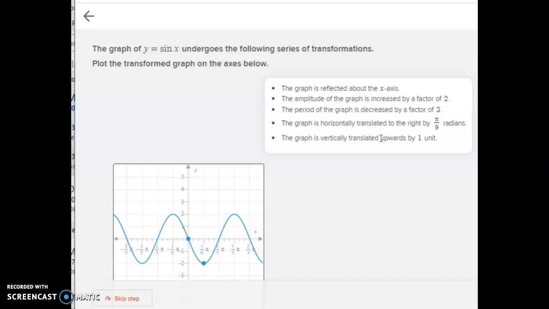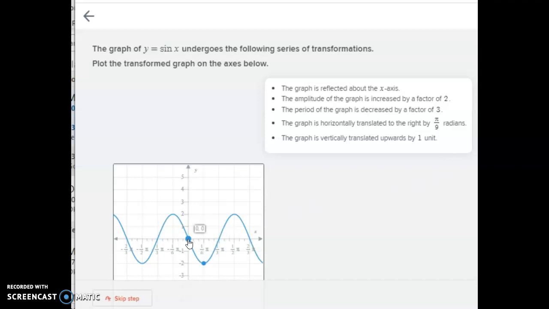All right, fourthly, it wants us to horizontally translate to the right by pi over 9 radians. Well, how far is pi over 9? Well, pi over 6 is 3 pi over 18. So each of these divisions on the x-axis is pi over 18. Well, pi over 9 is equal to 2 pi over 18.